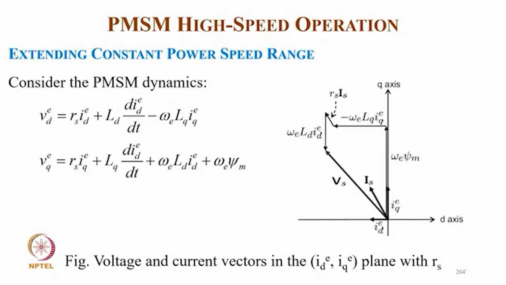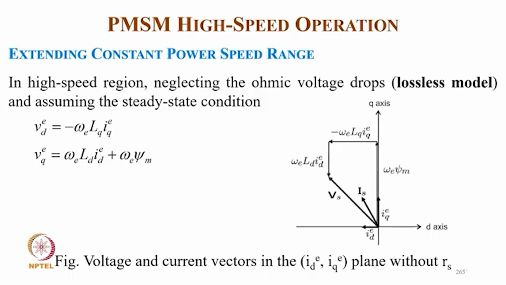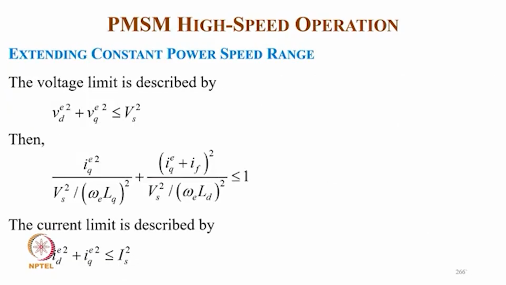To consider the PMSM dynamics in the synchronous frame, VD equals RS ID plus LD dID upon dt minus omega E LQ IQ, and VQ equals RS IQ plus LQ dIQ upon dt plus omega E LD ID plus omega E phi m. In the high speed region, neglecting the ohmic voltage drop, the lossless model gives VD equal to minus omega E LQ IQ, and VQ equal to omega E LD ID plus omega E phi m, with the phasor diagram typically without resistance drop.